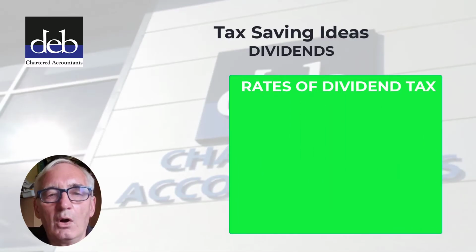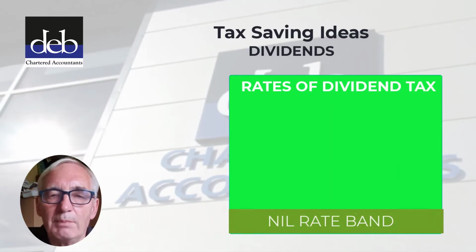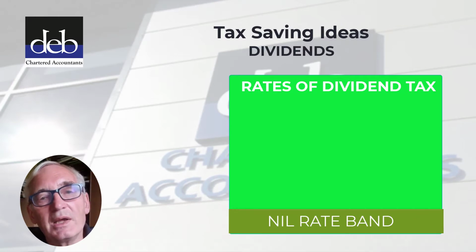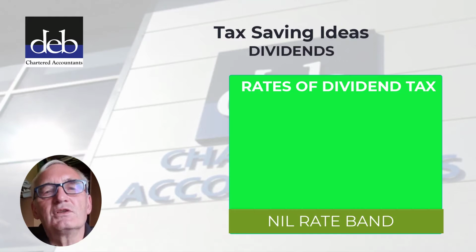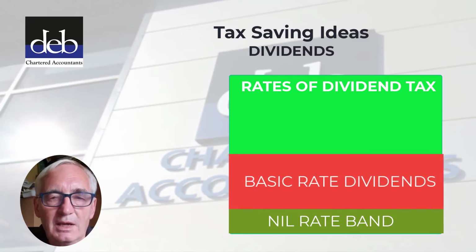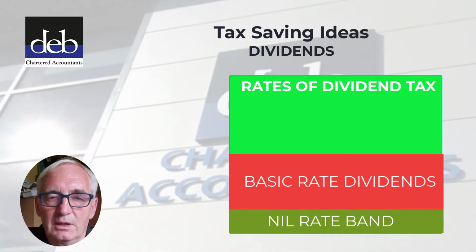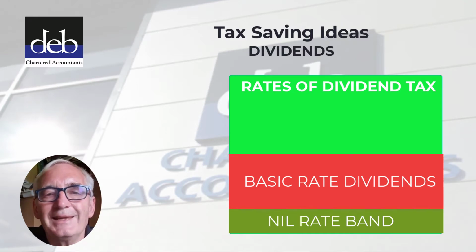Director shareholders should always take advantage of the nil rate band of dividend tax, as any dividends falling within this band can be taken without any further personal tax being payable, even if the shareholder is subject to higher rate tax. Any dividends that remain within their basic rate tax band are subject to the lower rate of dividend tax, and thus the shareholder should consider taking dividends to maximise those that are subject to this lower rate of tax.